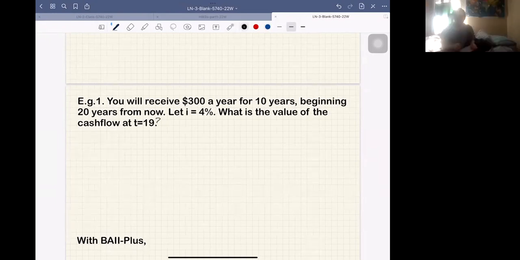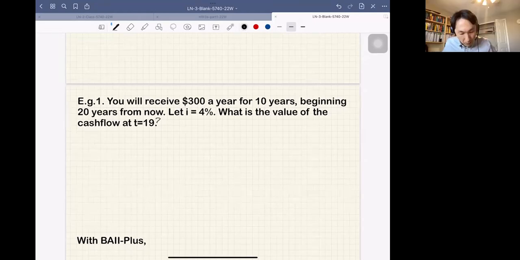It would be 300v plus 300v squared all the way to 300v^10. V^10, yes, yeah, you're right. Yeah, that's right. And later we will also calculate the present value itself.